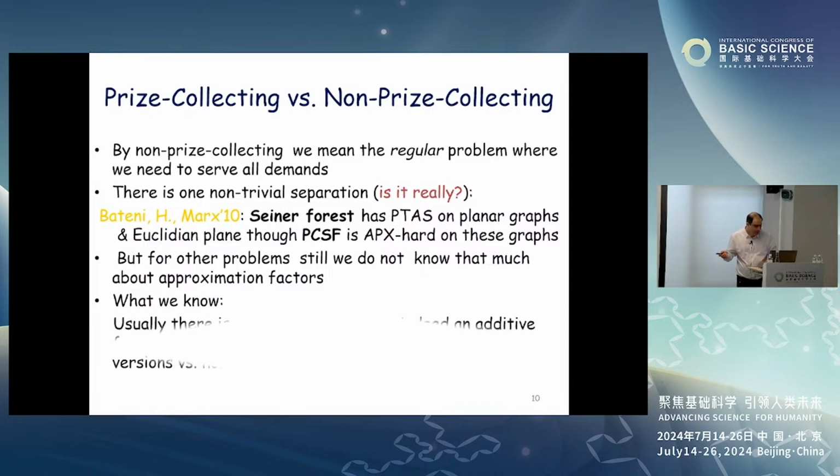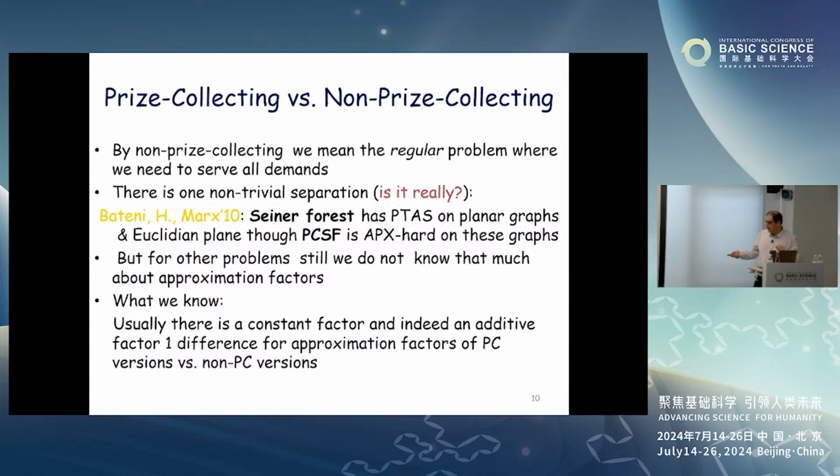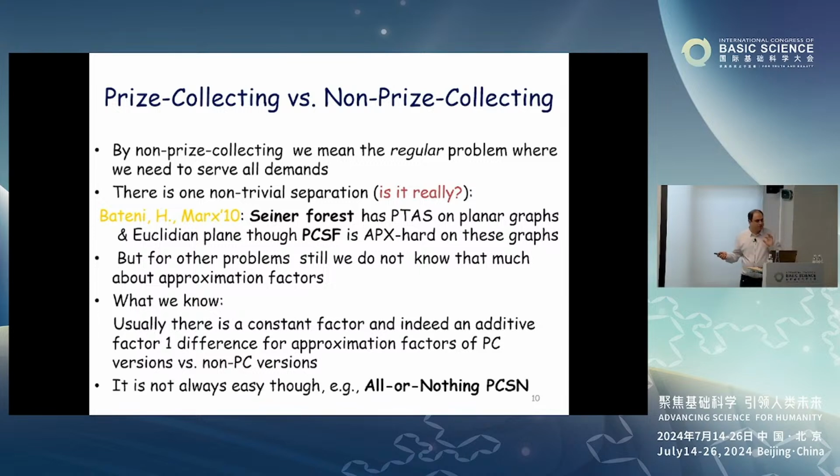But what we know is there is a constant factor, an additive factor of 1 difference for approximate collecting versions and non-price collecting versions. But even this is not a trivial thing. And then we will go from there. So plus, what is the technique to get plus 1? But again, the main question is, is it any epsilon we can?